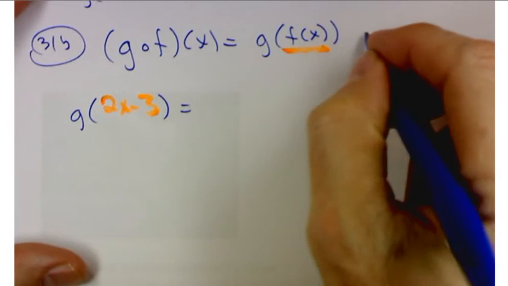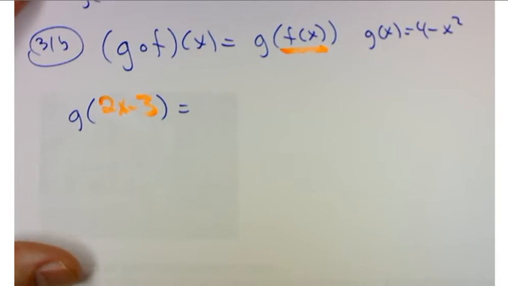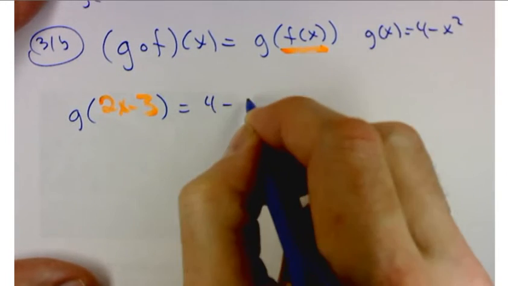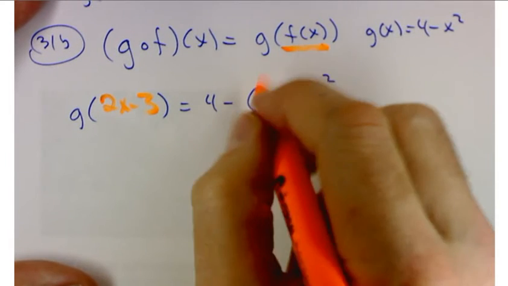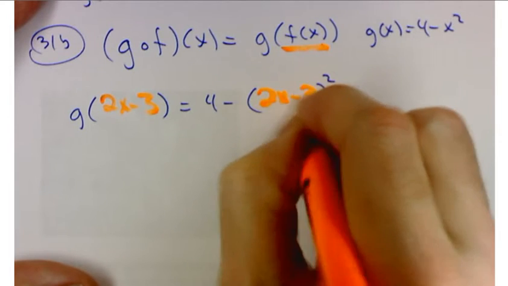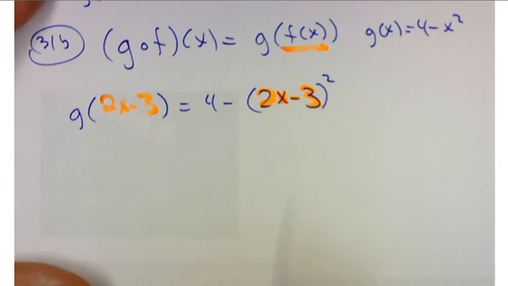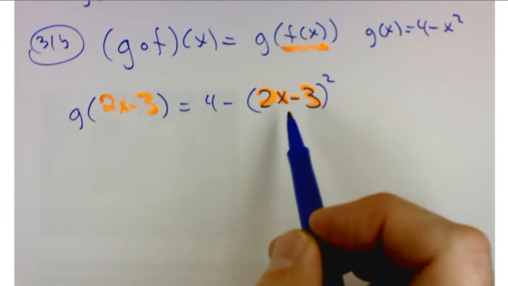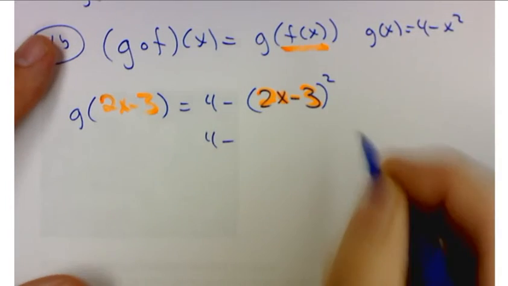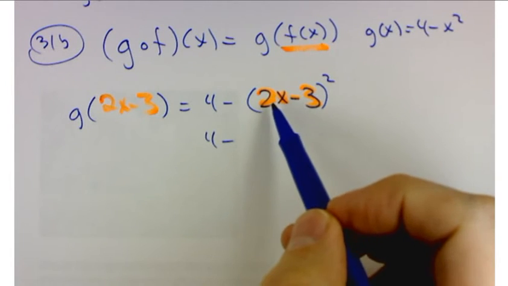So what I have to do is take 4 minus this thing squared. 4 minus (2x minus 3) squared. So the first thing we have to do is square this out. It's helpful if you can square that out in your head, but don't square it by squaring this and then squaring that. If you need to, there's nothing wrong with it.